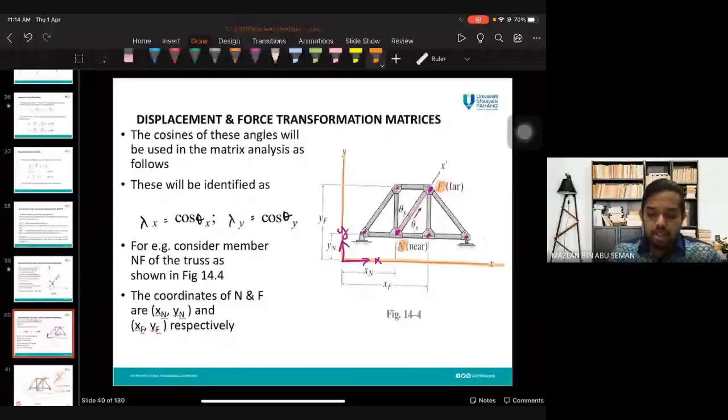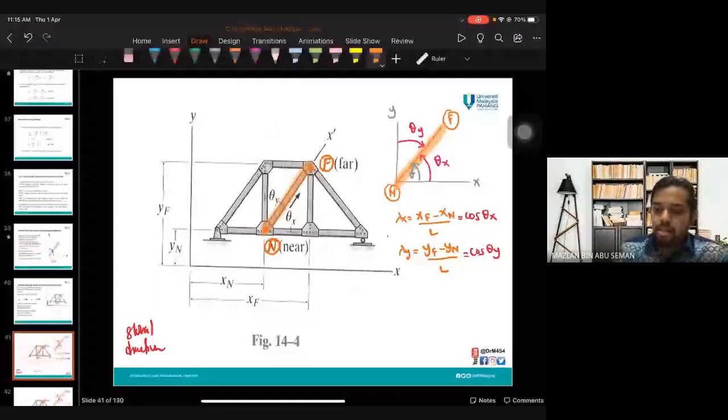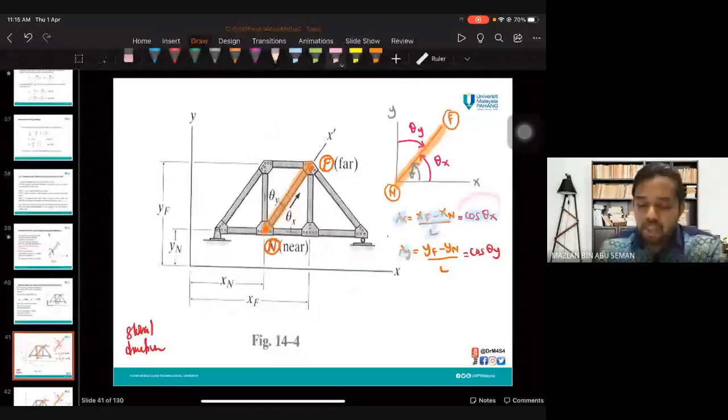And for that one, you learn what is lambda X, what is lambda Y. X far minus X near divided by L, you will get lambda X. Also, you can use cos theta X. Okay, I'm not focused on this one because it is better you use coordinate, so less mistake for you. For this one, just for your notes, maybe if you refer to some book, they are using cos theta X, cos theta Y.